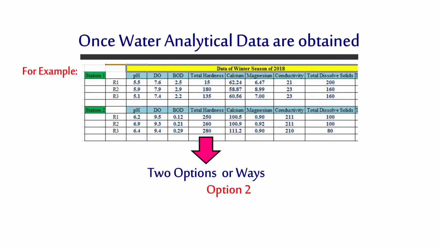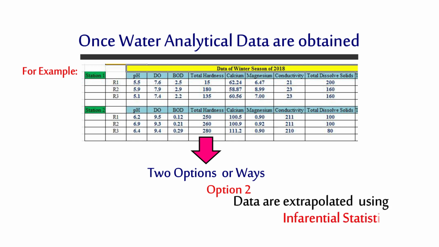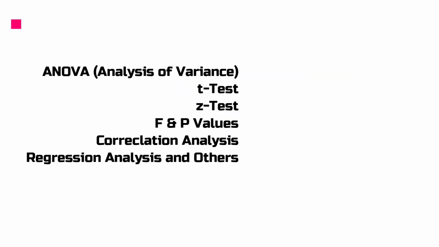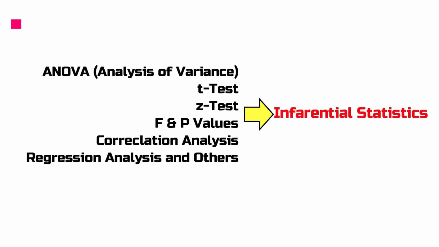However, there's a second option. If the researcher wishes to further extrapolate the data and draw more inferences about the population based on the data collected from the samples, then the data must undergo various statistical analyses of interest such as ANOVA, t-test, z-test, finding the F and P values, correlation analysis, regression analysis, and many more. It depends on the requirement of the study. These different statistical analyses are cumulatively referred to as inferential statistics.